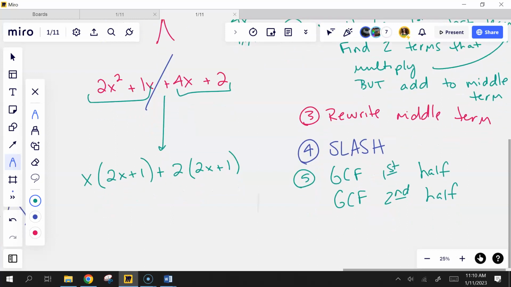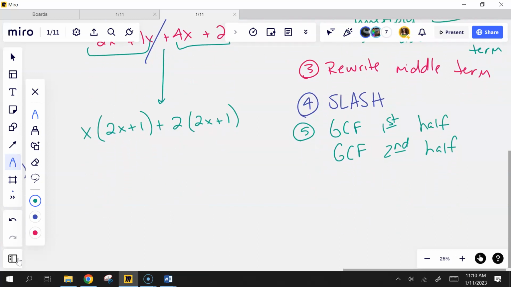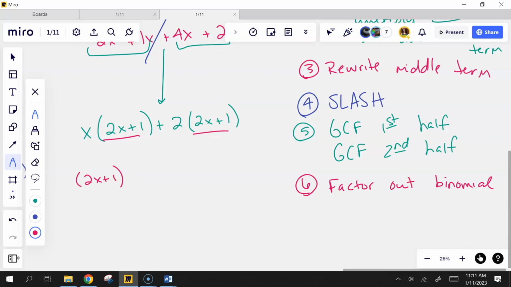What do you notice? They're the same thing, and they should be the same thing. When you get to the point where they're the same thing, we're going to look at that whole 2x plus 1 as being a GCF, and we're going to take it out. So we're going to factor out the binomial. Really all we're doing is writing it one time in the front, and then what's left if I take that out? x plus 2. And it's factored.